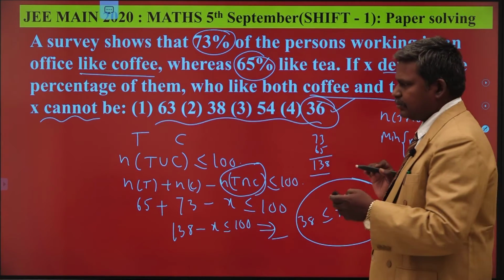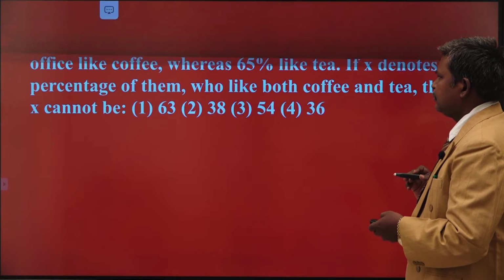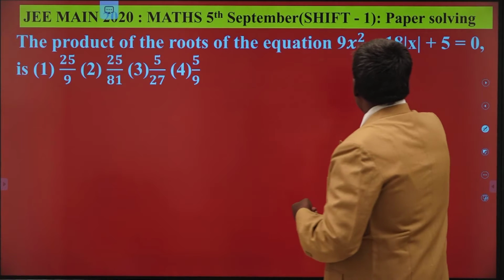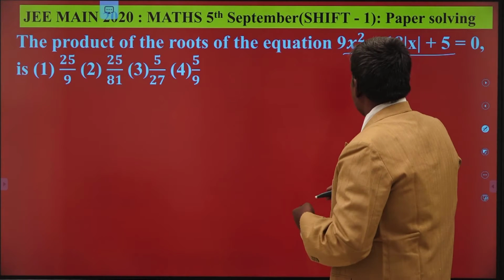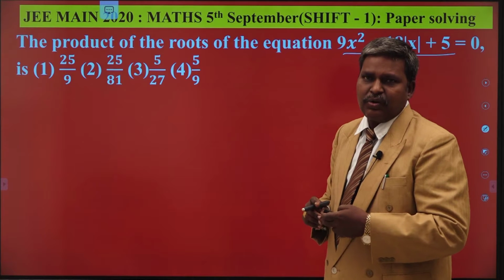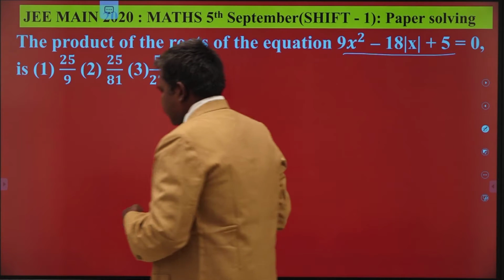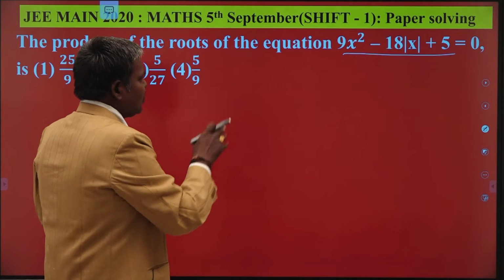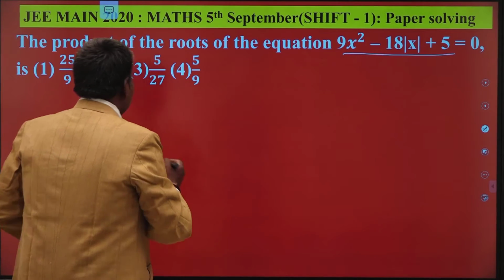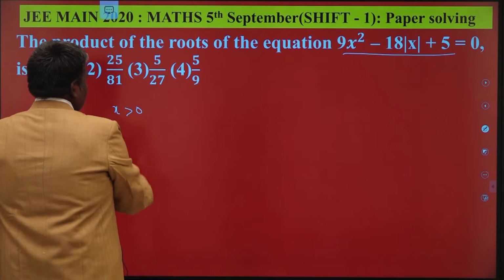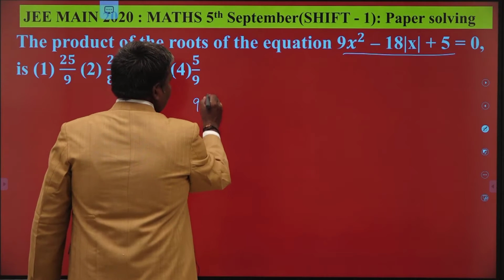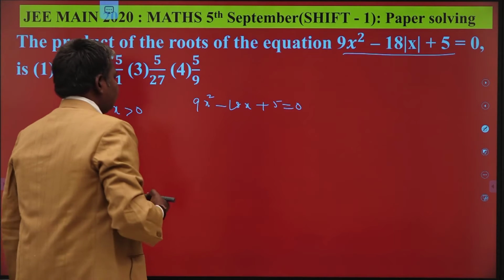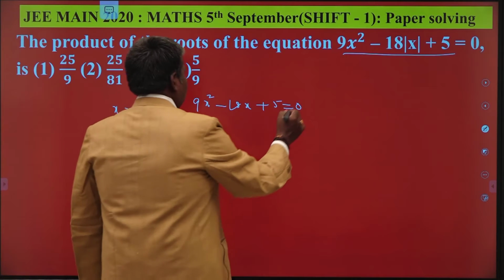Understand? The product of the roots of the equation 9x square minus 18 mod x plus 5 equal to 0 is what? We have to find the product of the roots of this equation. So this is a quadratic equation related to the modulus function. You have to write it in two ways. If x is greater than 0, the equation becomes 9x square minus 18x plus 5 equal to 0. This is 45.